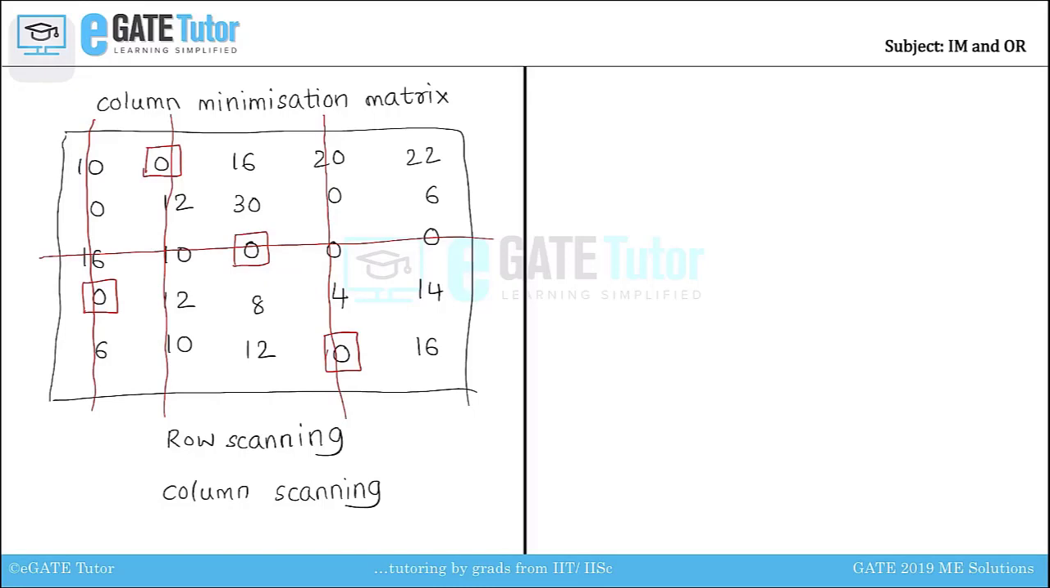Okay, so those elements are 16, 30, 8, 12, 22, 6, 14 and 16. Out of these elements, the minimum value is 6. So this 6 has to be subtracted from all the entries which are not striked off with a straight line, and this minimum element 6 has to be added at all the intersection points. Okay, let us make that procedure.